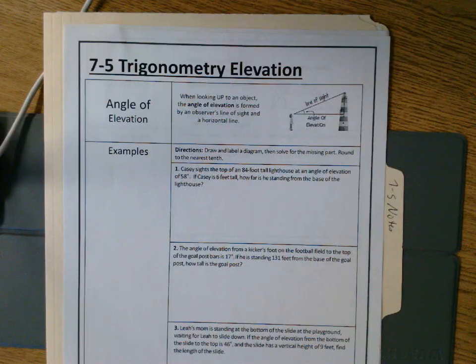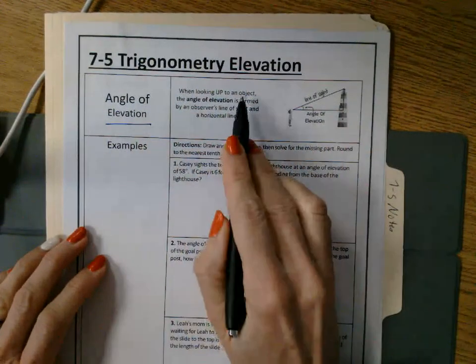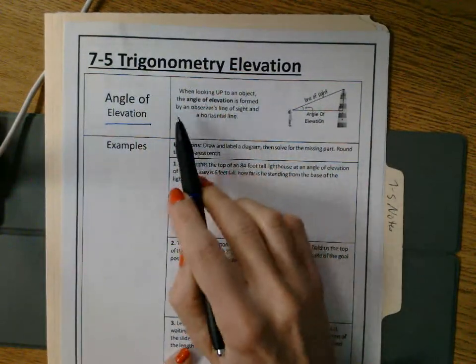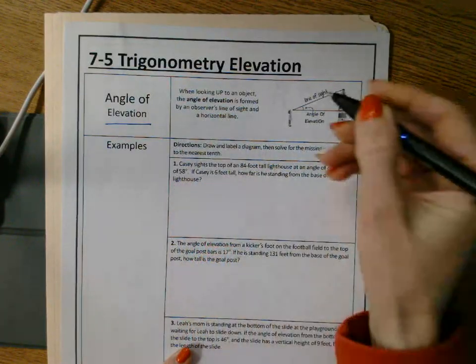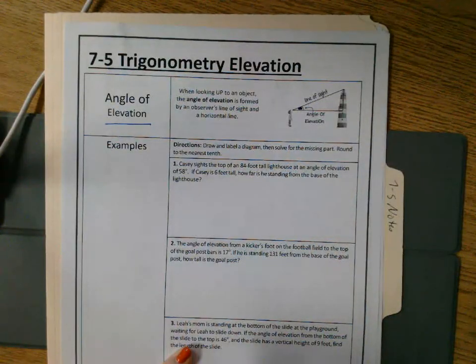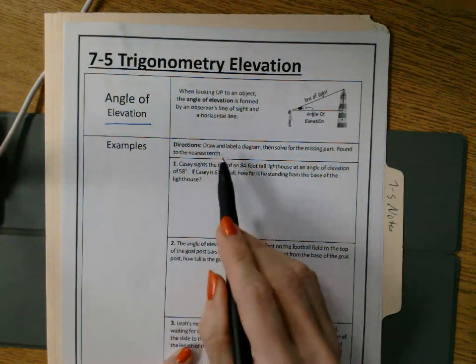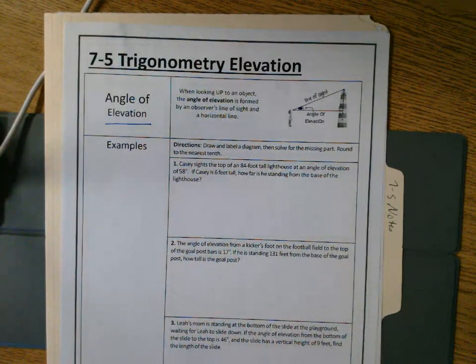Okay, today we're going to look at section 7.5, trigonometry elevation. So first we're going to talk about angle of elevation. When looking up at an object, the angle of elevation is formed by an observer's line of sight and the horizontal line. So right here is your angle of elevation. For each of these examples, we're going to draw and label a diagram, and then we're going to solve for the missing part. It says round to the nearest tenth.